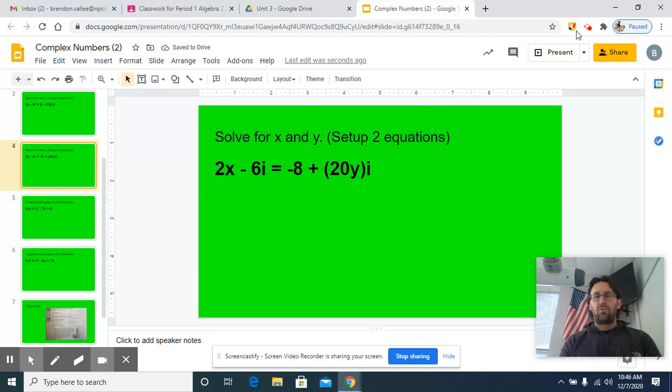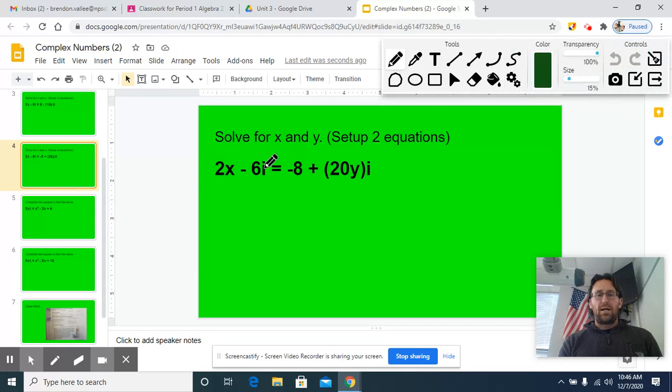Okay, let's do another one. Again, what's real on the left? Just the 2x is real on the left. And what's real on the right? It's that negative 8. And what's imaginary on the left is negative 6i. And imaginary on the right is 20yi.